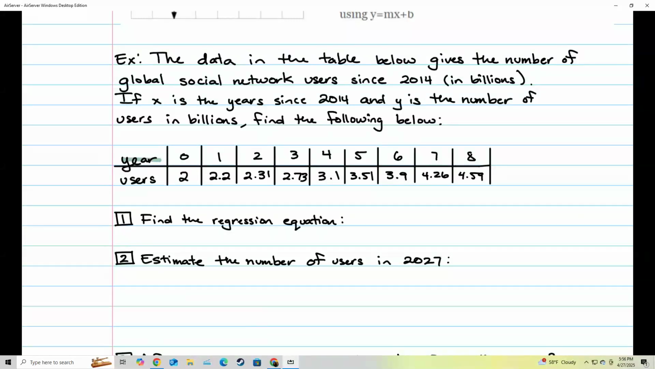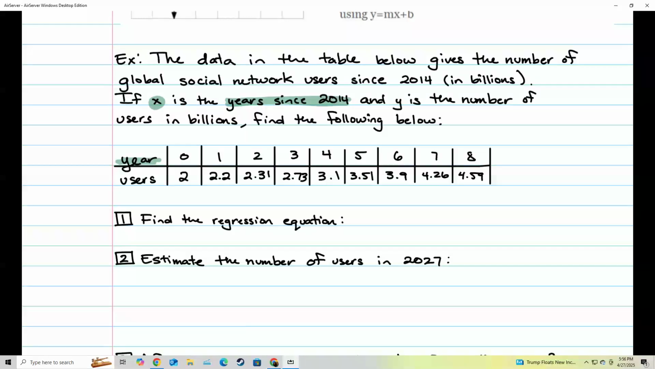When they say the year, that is your X. And X is the number of years since 2014. So this year 0 doesn't mean actually year 0. It means 0 years since 2014, which would be 2014. This year 1 represents 1 year since 2014. So if I add 1 to the 2014, this is actually 2015. Okay, that's what that 1 year represents. And then this 2 represents 2 years since 2014, which would actually be the year 2016. Okay, hopefully that made sense.